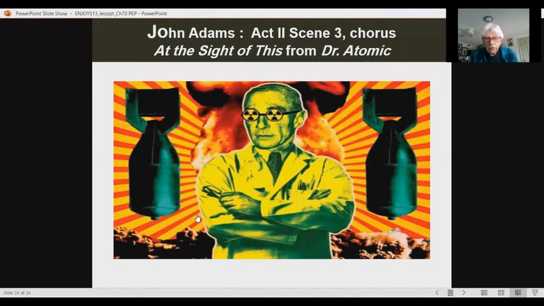You can certainly hear in the vocal part the neo-romantic style, and then when the orchestra plays, you can hear the minimalist style. Here is the next example from the textbook from John Adams' Dr. Atomic opera. This is Act 2, Scene 3, where the chorus sings "At the Sight of This."